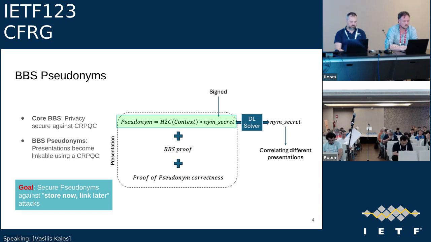However, if you use pseudonyms, this will be compromised, because if you are able to get the discrete logarithm of the pseudonym value, this is the mean secret value that is signed, which is constant across all your presentations. So if you are able to derive it, you will be able to break the privacy guarantees. Next slide, please.